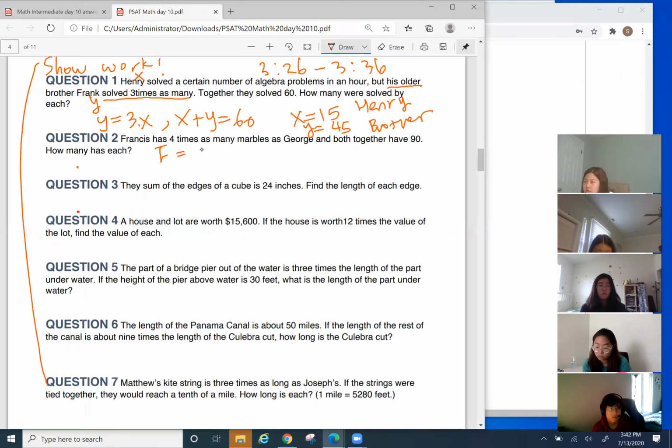4x. So X is George, right? And Francis is Y then. y equals 4x. Okay, so Francis is Y and Y equals 4x. That's good. And then what's the second equation? X plus y equals 90. Okay, if you solve it, what do you get for X?